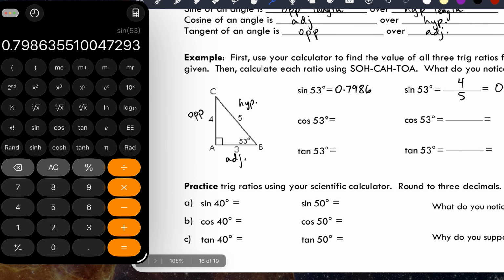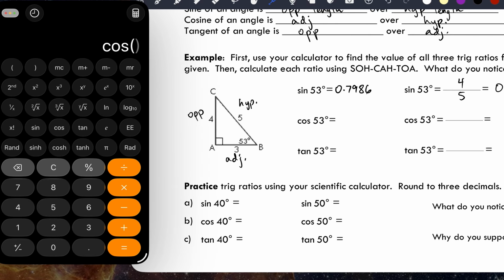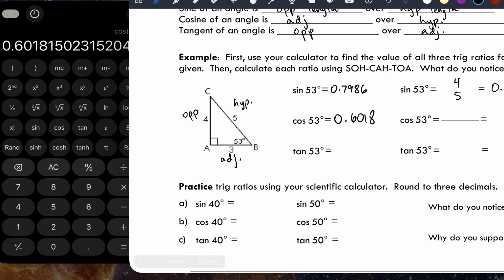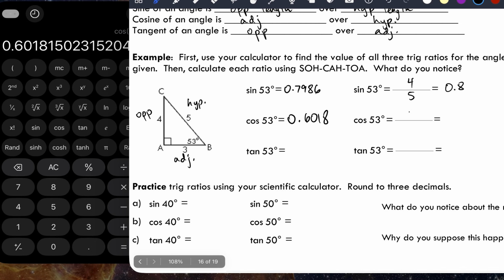I can do the same thing for cosine 53. Hit cosine 53 on the calculator. Cosine of 53, and we get 0.6018. And the ratio is the adjacent side over the hypotenuse, 3 over 5, and that's equal to 0.6, which is pretty identical to what the calculator gives you.